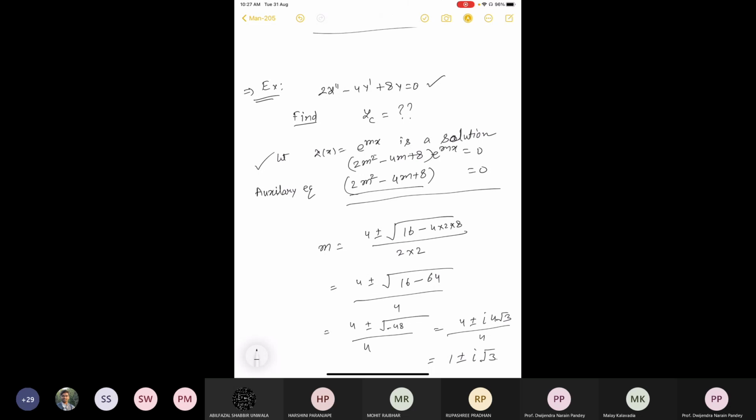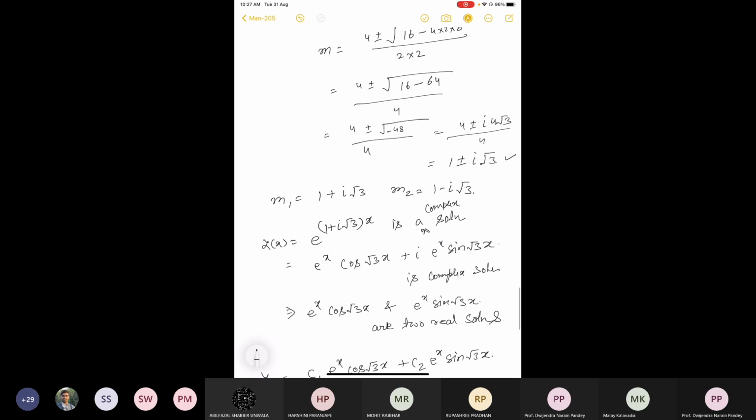Now, what is the auxiliary equation here? For 2y double dash, y double dash means m to the power 2, and y dash means m, and you can write the auxiliary equation like this. Once we have the auxiliary equation, we find the roots here, and based on the types of roots, we decide about the solution.